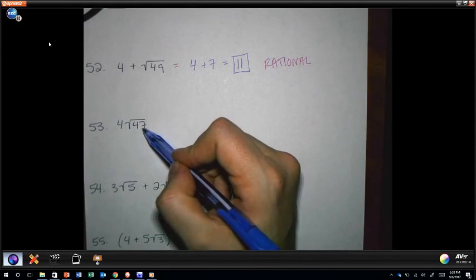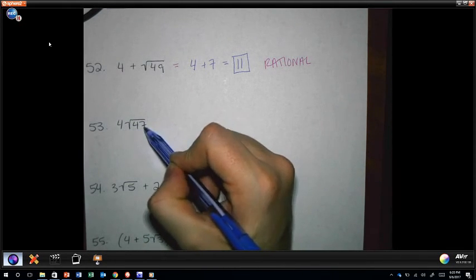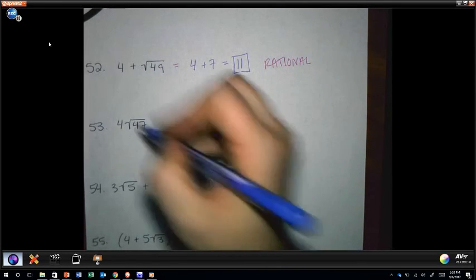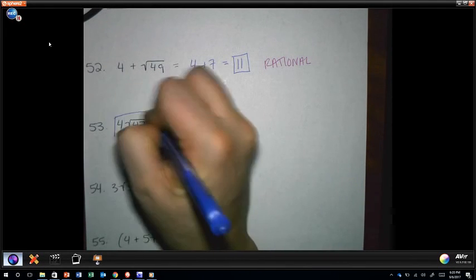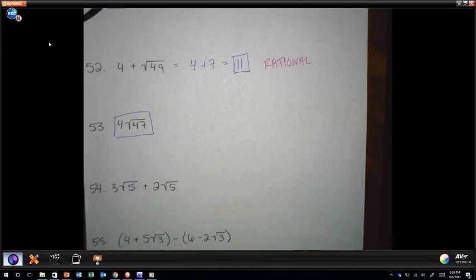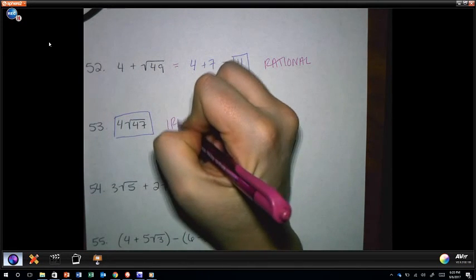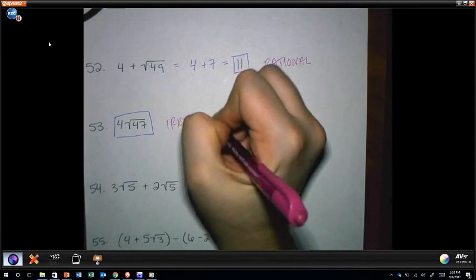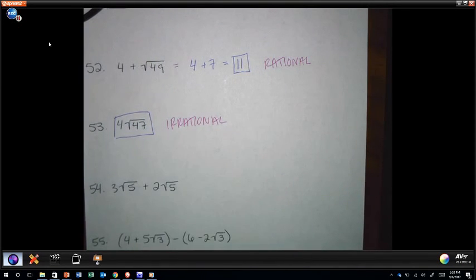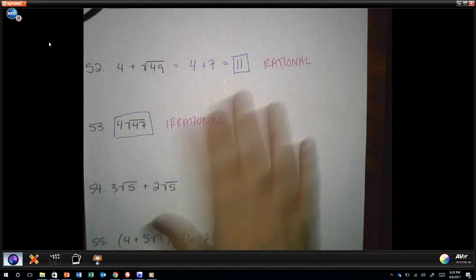47 is a prime number, so I can't take any factors out of my radical. This cannot be reduced. This is an irrational number. There's a radical left in my answer.